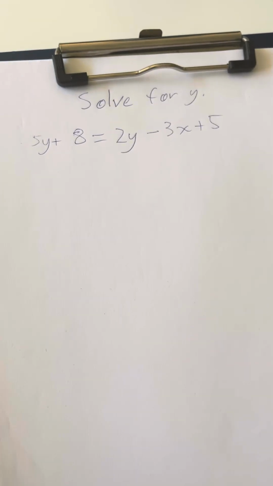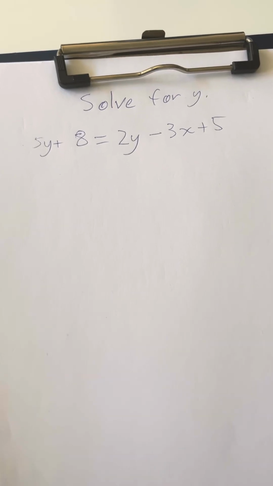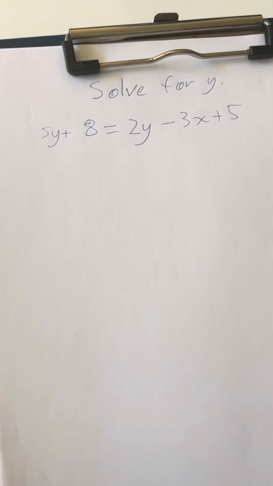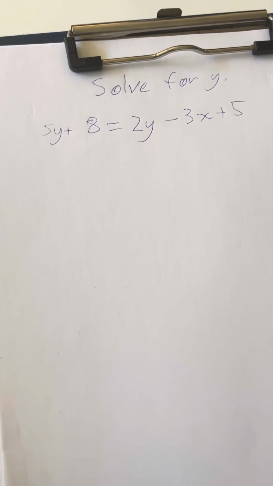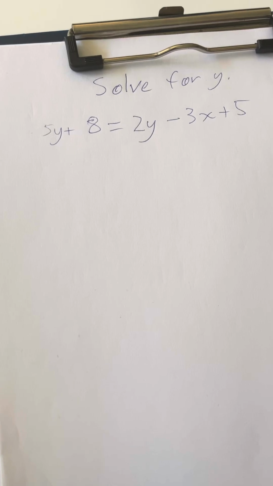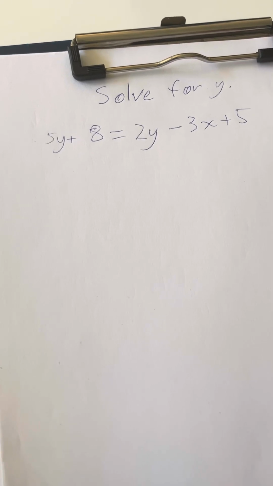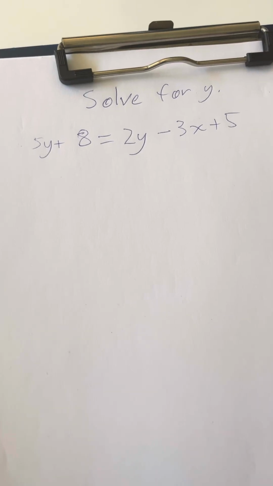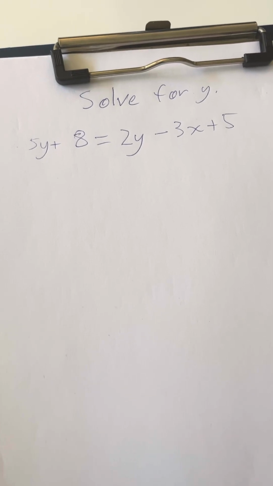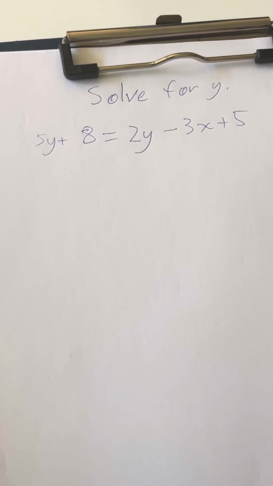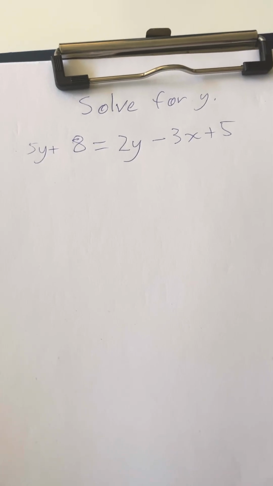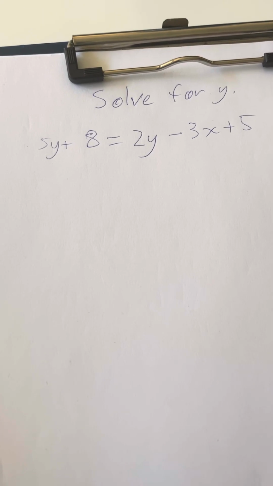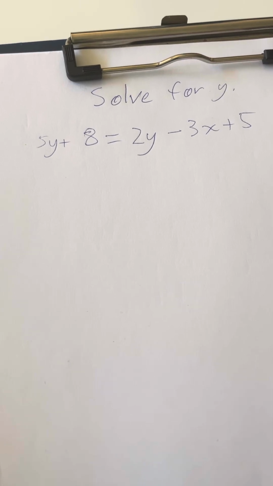So, I'm a math teacher, and today I noticed some of my students struggling with this particular problem. The problem was solve for y, and the equation is 5y plus 8 is equal to 2y minus 3x plus 5. These are Algebra 1 students, and I think a lot of them are confused by the idea of having two variables in an equation and solving for one variable in terms of the other.